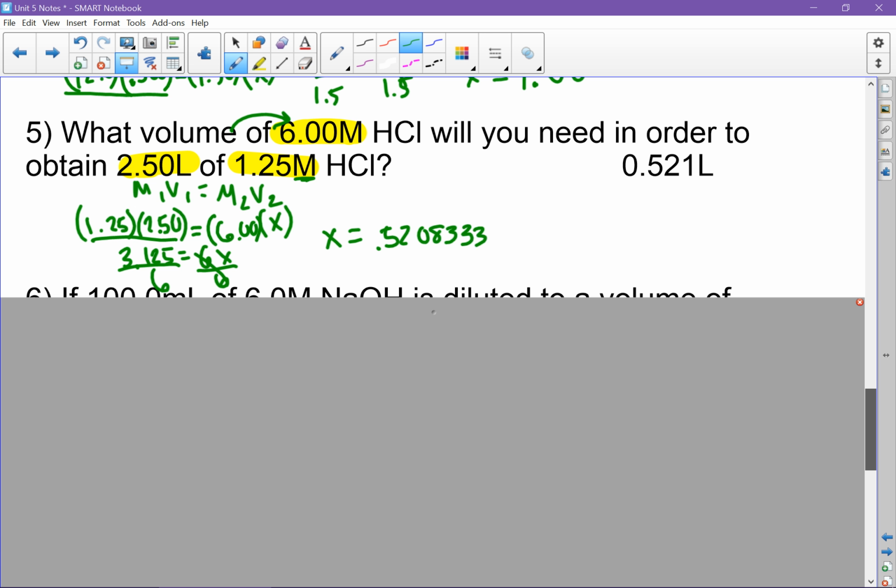Then you're ready for sig figs. Everything in the question had 3 sig figs originally. And so the third sig fig is here at the 0, but the 8 makes that round up, so it becomes 0.521. Lastly, we were looking for volume. Volume units can be milliliters or they can be liters. Since the question said liters originally, that's what we put on our final answer.